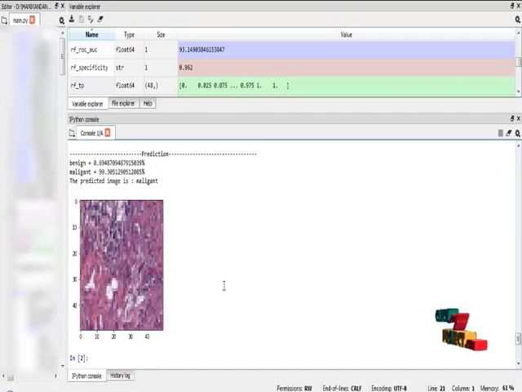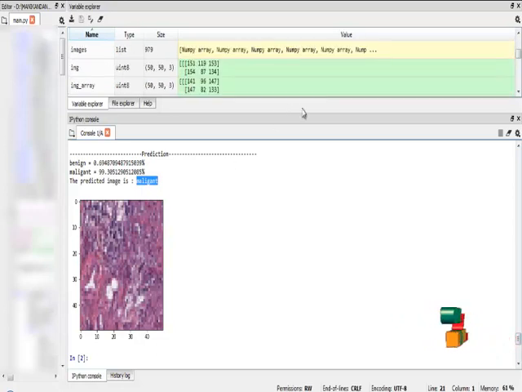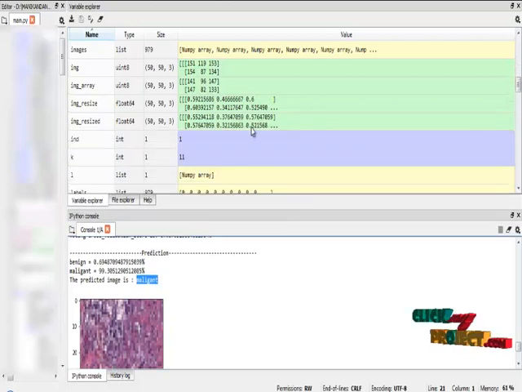The user can manually choose images from our dataset directory, and then they can predict the probability of our input images and the predicted labels. The predicted image is malignant, and the probability of the malignant image is 99%. These are all the variables that we used in our program.